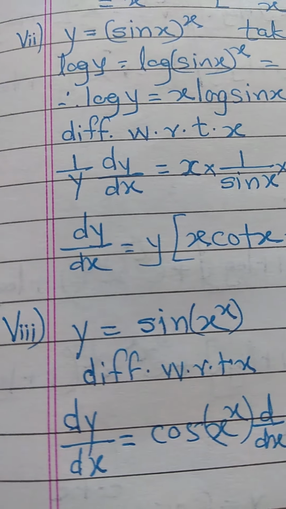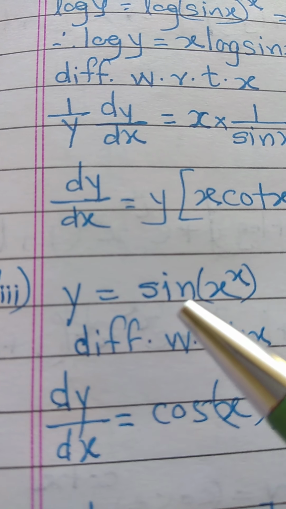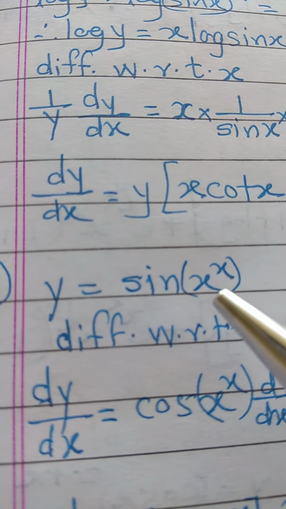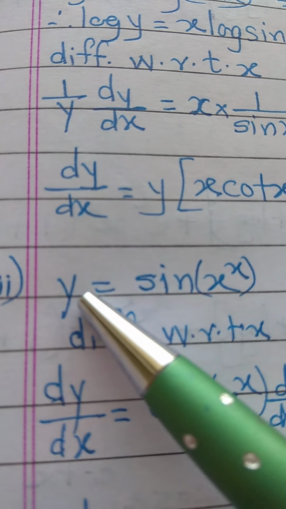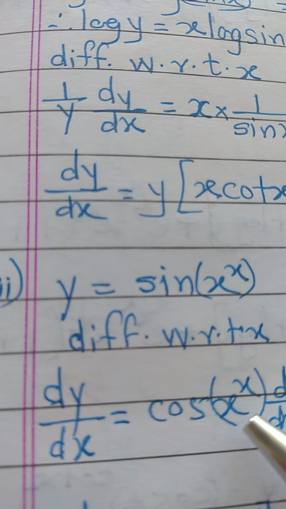Okay. Now Roman 8, y equal to sin of x raised to x. Angle is x raised to x. So there is only one function here, that is sine function. The angle is interpreted in the form of two functions, but we can differentiate like that. dy by dx is equal to derivative of sine is cos of the angle, derivative of sine theta is cos of theta, into derivative of this angle x raised to x.